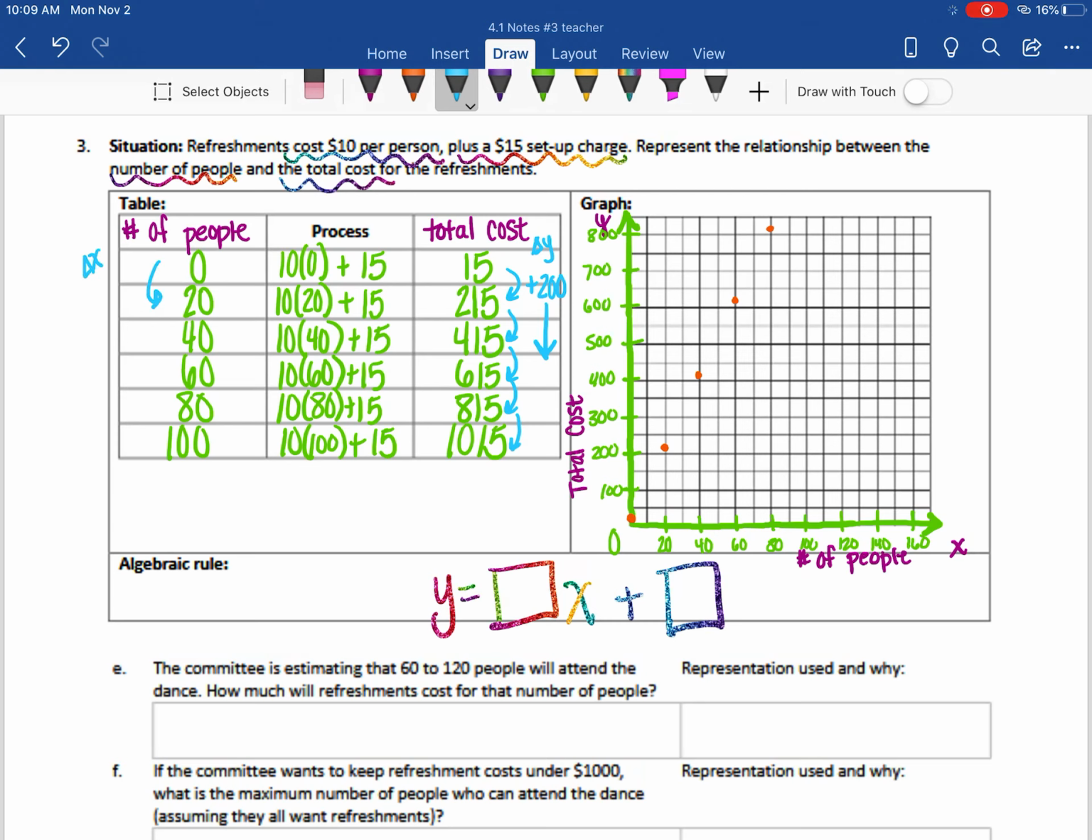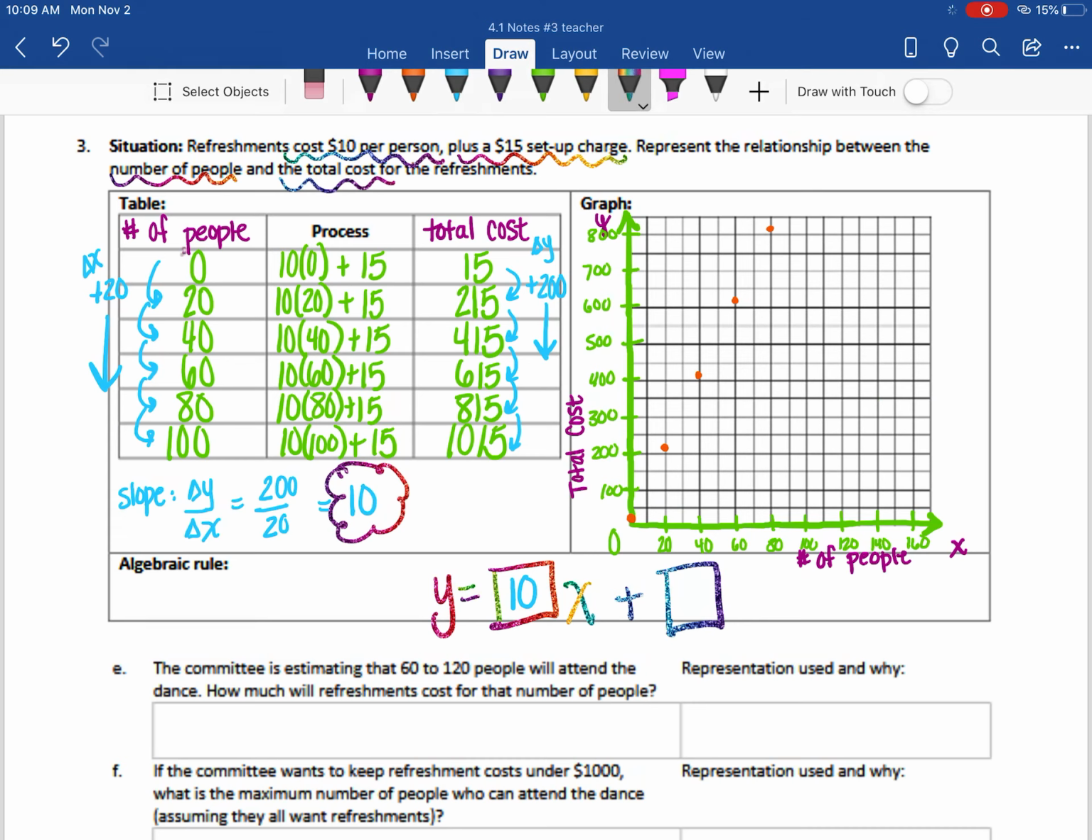Let's take a look at the change in x. What's going on between my x values in the table? I'm adding 20. Okay, so if I'm going to find my slope, we know that slope is the change in y divided by the change in x. So I'm going to take my 200 and divide by 20, and that gives me 10 as my slope. I'm going to go ahead and write that in.